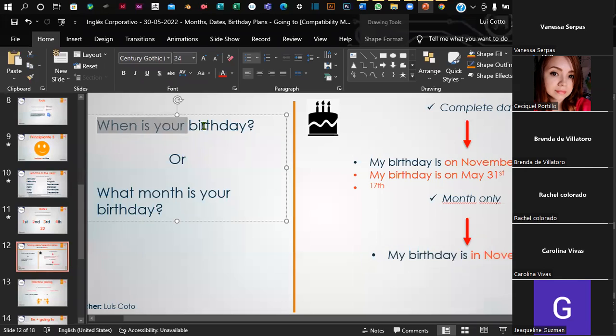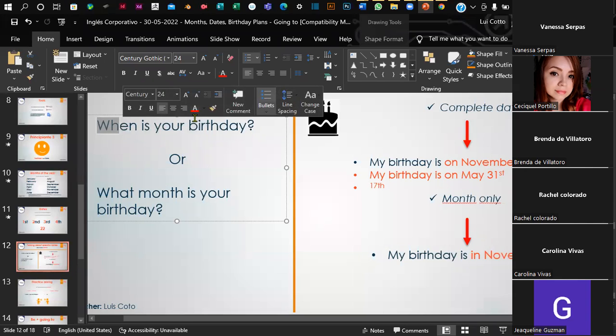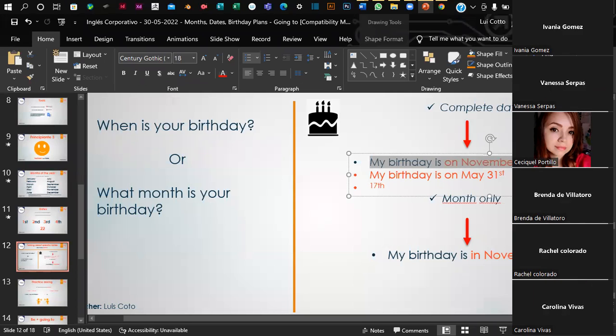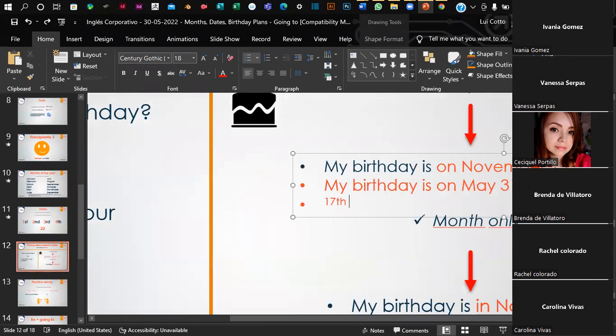Because I asked, yo pregunté, when? When you ask when, the complete date must be given. Tiene que dar, my birthday. Is on. Okay, correct. September. And the date? At the end, the date?